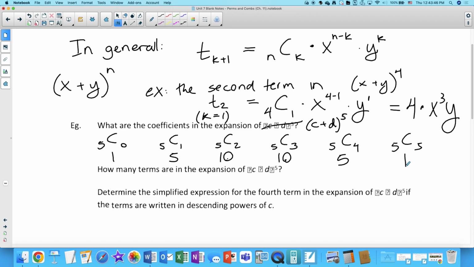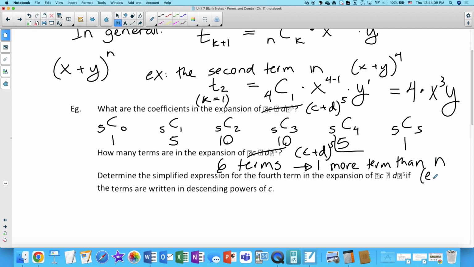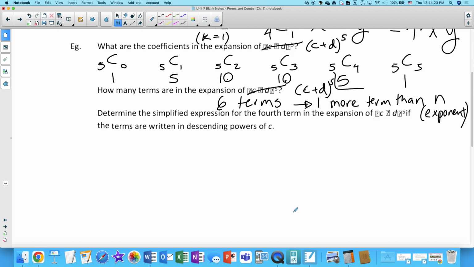Okay. Now, if you wanted to add in, well, actually, let's just do that. We'll do this step by step. Okay. How many terms are there in the expansion of c plus d to the 5? Okay. There are 6 terms. There's always one more term than n, which is the exponent. Okay? And then determine the simplified expression for the 4th term in the expansion of, again, c plus d to the 5.